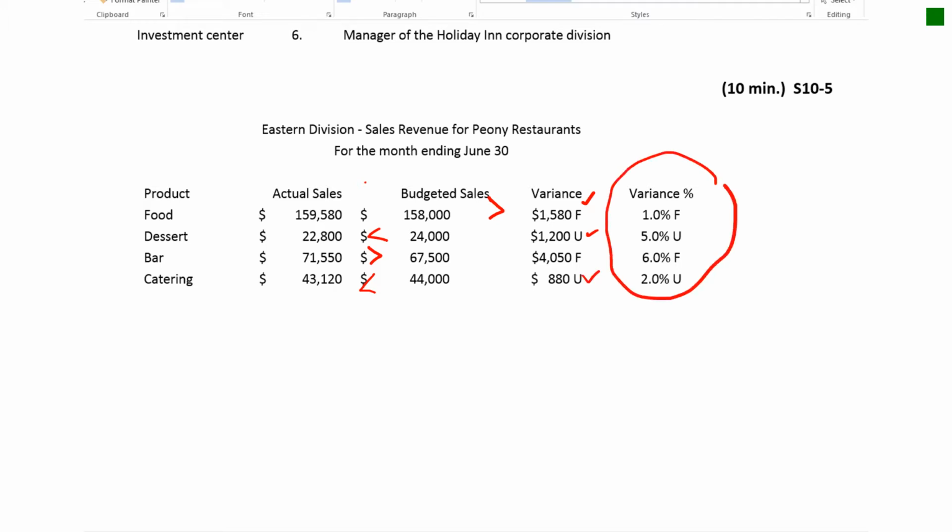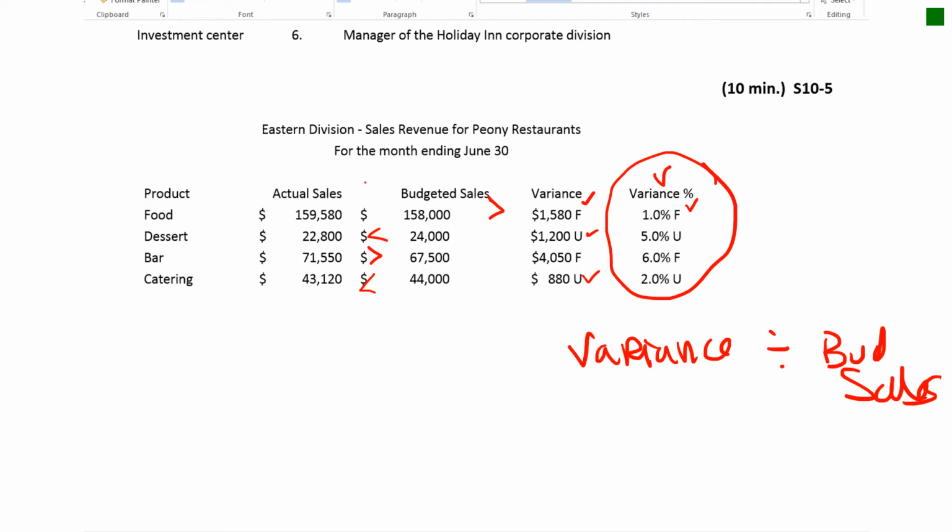Then to get this column right here, you simply take whatever you have in your variance column and divide that by your budgeted sales. So if you take 1,580 divided by 158,000, that would give you 1%, and you can just do that for the rest of these, but that's what they're wanting you to put in that column where it says variance percentage.